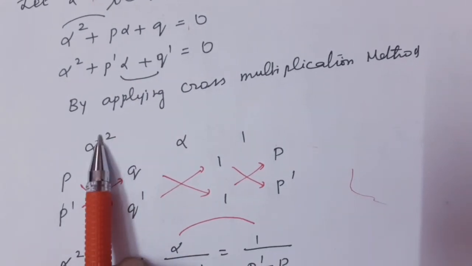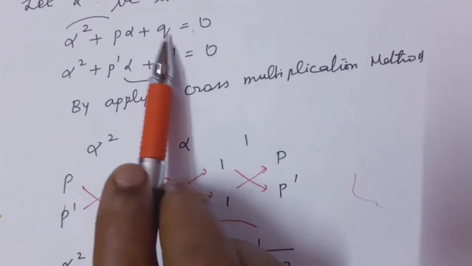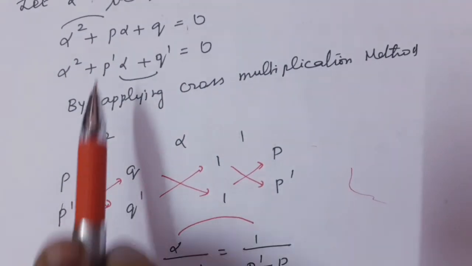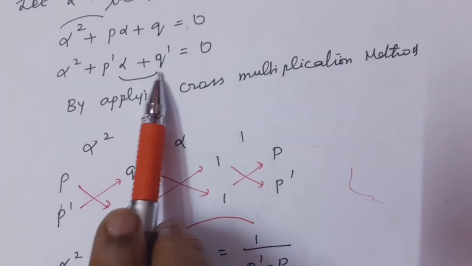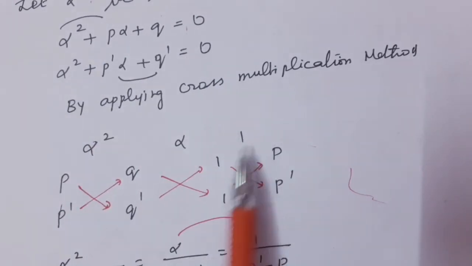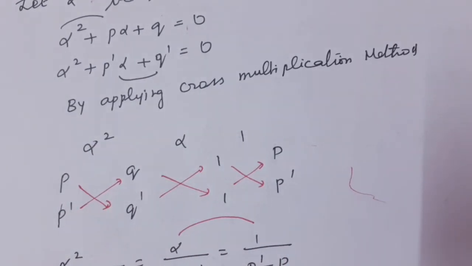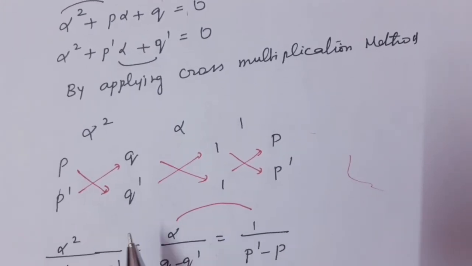In the middle of alpha square, the second and third terms. What is the second term? P and q. Here downward, p dash, q dash, second and third term. So first you write alpha square, alpha and 1. Instead of solving by the elimination method, we solve for the x, y values using the cross multiplication method. Using the cross multiplication method, we solve the equation.